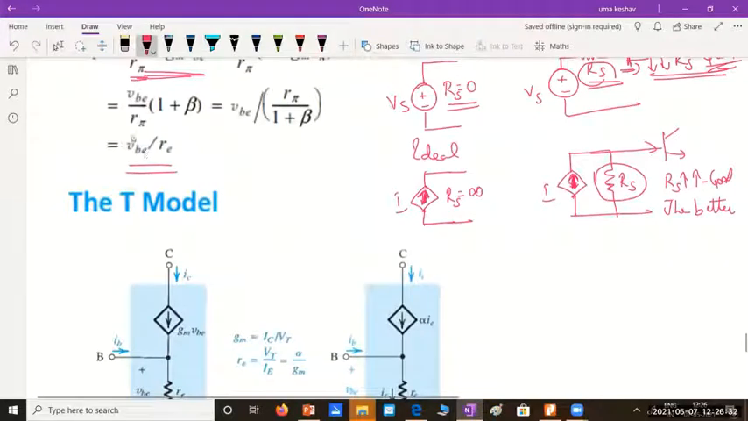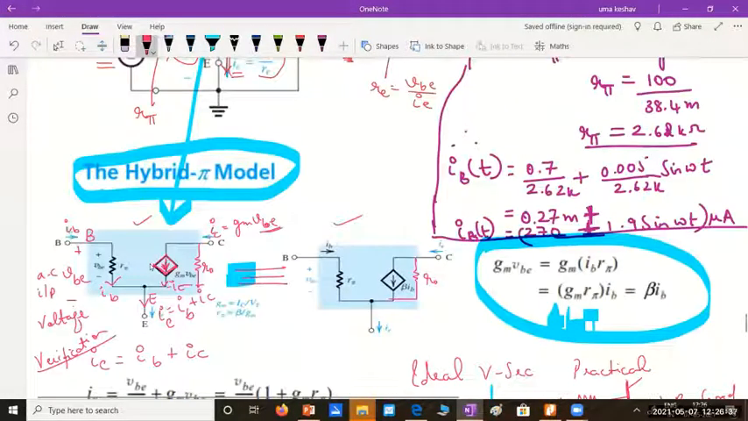This was called the hybrid pi model. Can somebody tell me why it was called like that? I've told you many times, the names in electronics are directly related to their functionalities. Any name given to a circuit in electronics is directly related to its functionality. So what do you mean by hybrid? What's the meaning of hybrid?